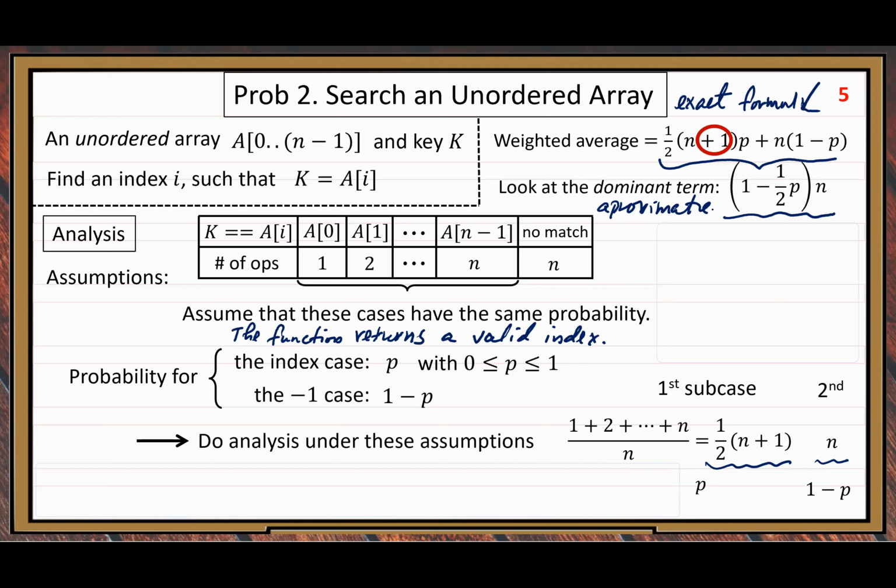But you may ask, when do we use the approximate formula, and when do we use the exact formula? Usually when n is relatively small, we use the exact formula. When n is very large, we use the approximate formula, because when n is large, that small difference is not important.